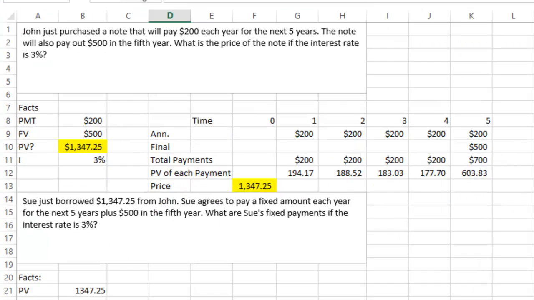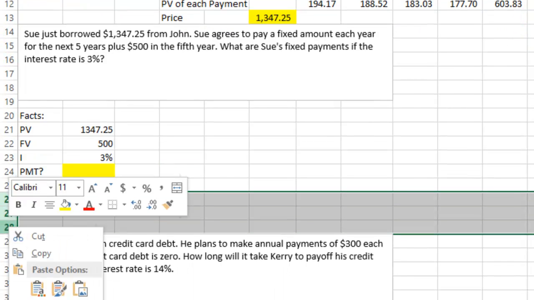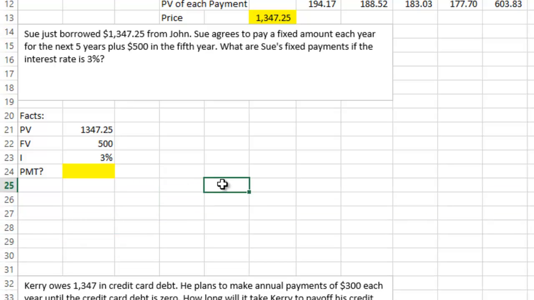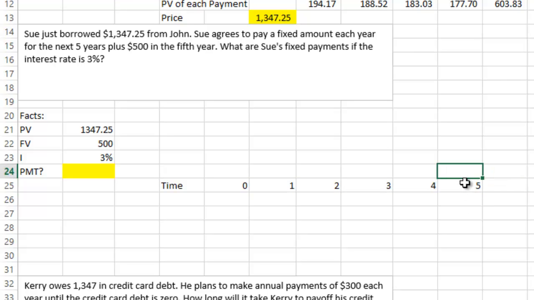Now let's go ahead and do the second problem here. Now here I want to figure out what my payments are going to be. So I'm going to set up everything just like I did before. I'm going to put time, build my timeline, start my timeline at 0. This time I'm going to go 0 plus 1, and that will give me 1, and I'll copy that across. And because it's always adding the prior cell, I'm going to have 5 here.